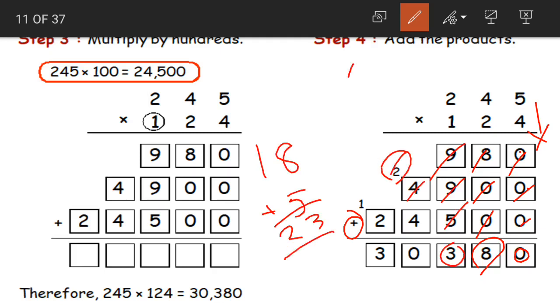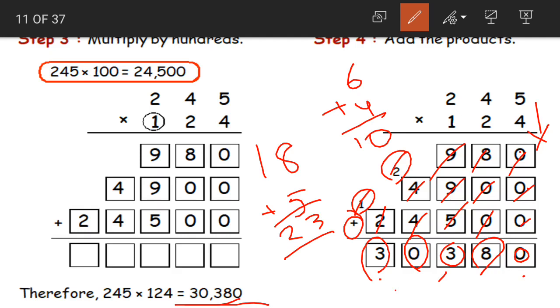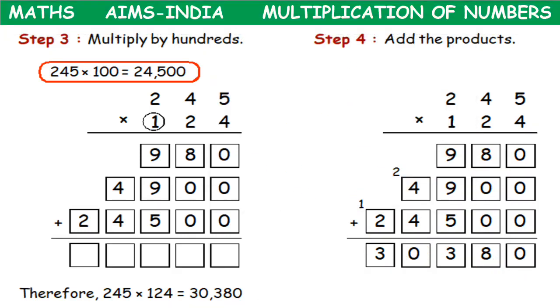Now 2 plus 4, 6. 6 plus 4 becomes what? 10. So 0 here, 1 carried, and lastly 1 plus 2, 3. Yes children, 30,380 is our product. That is multiplying a 3-digit number by another 3-digit number.